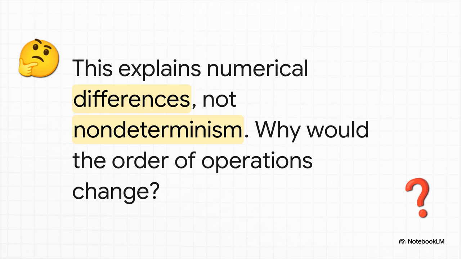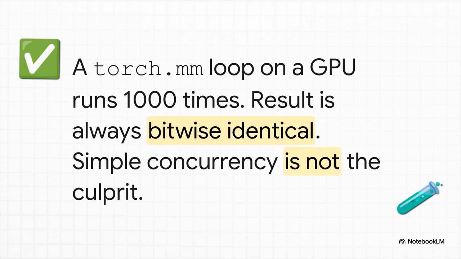Okay, so this is the crucial pivot. We've established why a different order gives you a different result, but that doesn't explain non-determinism. The real question is, what is making the order of operations change from one run to the next? The common myth blames random GPU thread scheduling, but what if we test that directly? And spoiler alert, this simple test blows a huge hole in that concurrency theory.